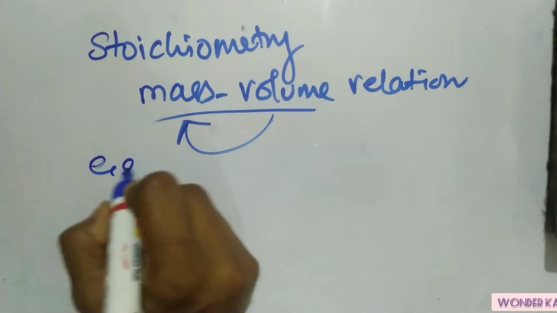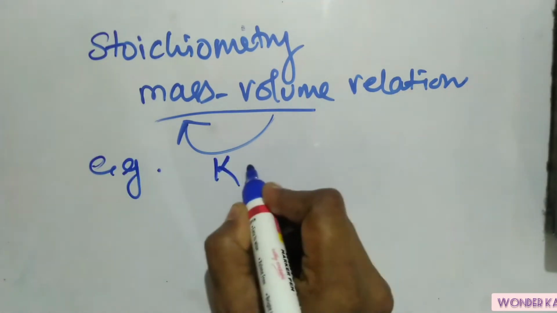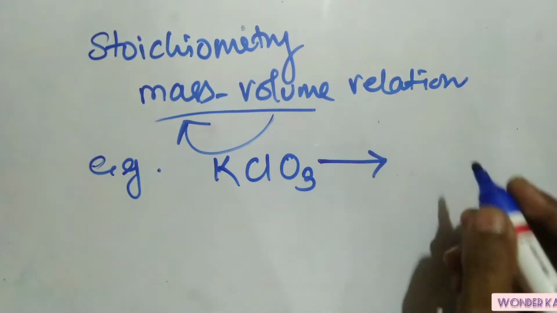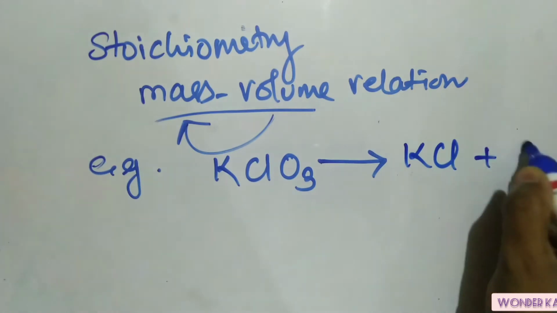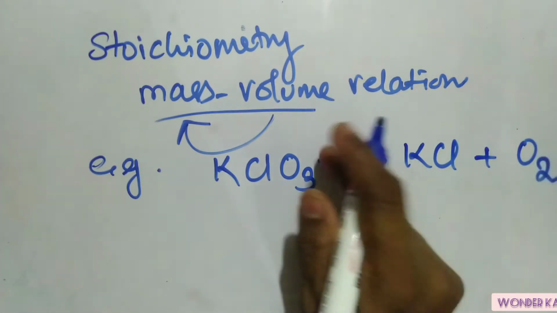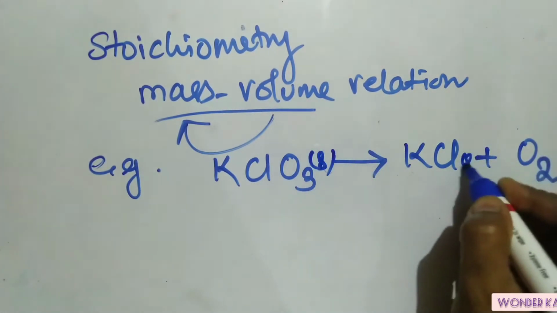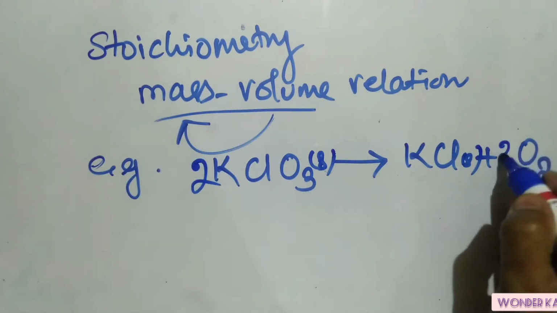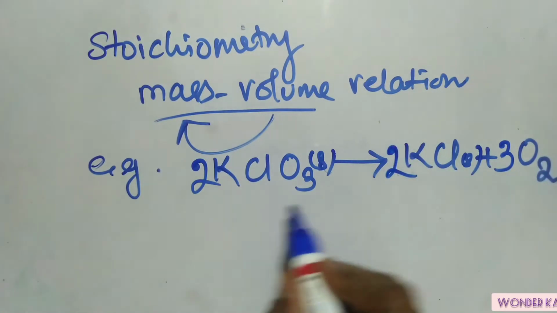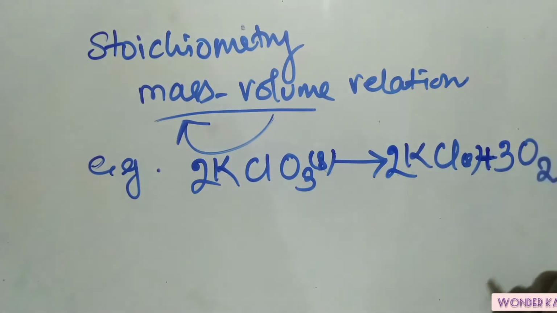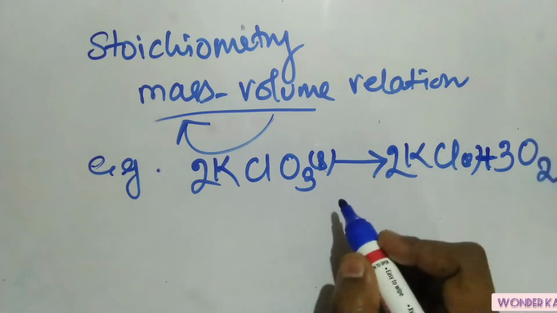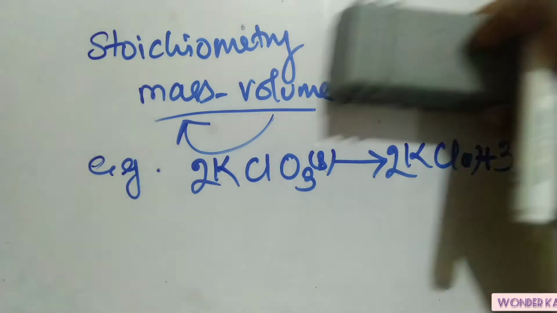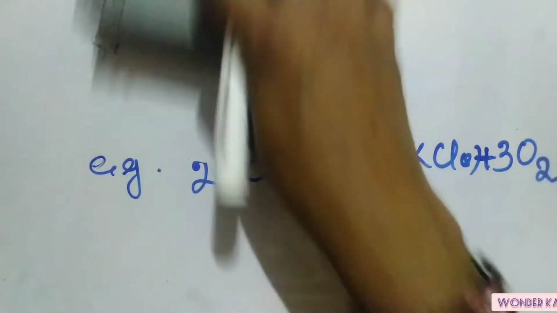For example, the decomposition of potassium chlorate to give KCl plus O2 and oxygen. Potassium chlorate is a solid, KCl is also a solid, whereas oxygen is a gas. Now this is balanced. As per our steps of stoichiometry, the equation should be balanced. We can solve one simple problem based on this equation.